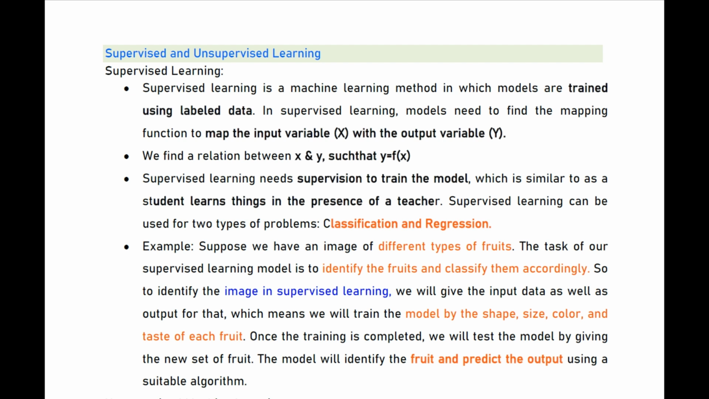These are machine learning techniques. The model is trained using labeled data. In unsupervised learning, instead, there is no labeled data. A supervised model maps input variables to predict the output variables, which are x and y.